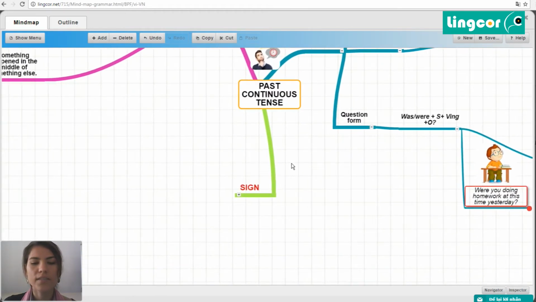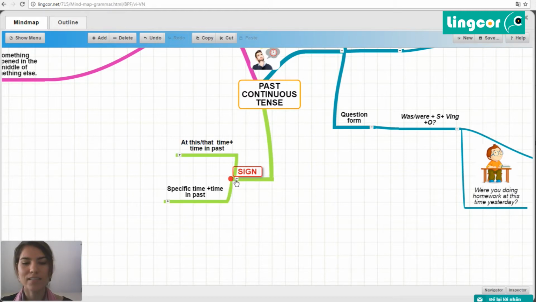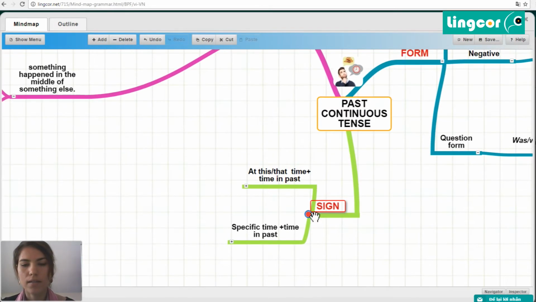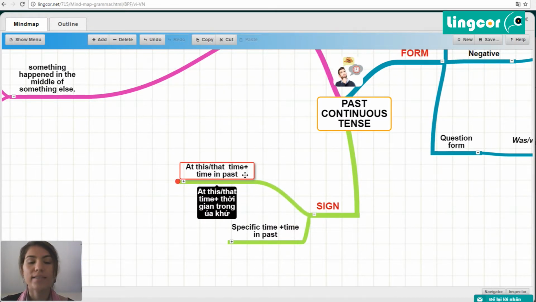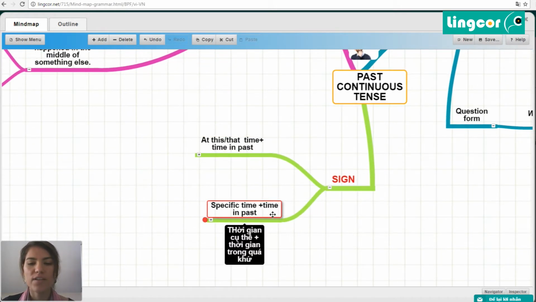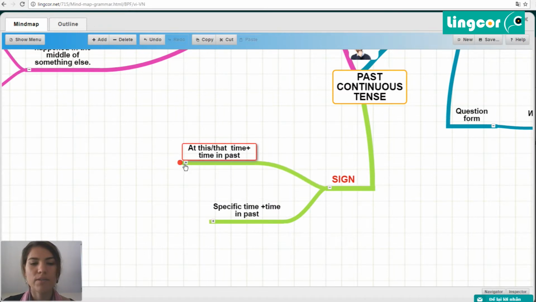Now let's move on over here to look at some signs of when to use the past continuous tense. Number one, when you see these words, at this or that time, and a time in the past. Number two, a specific time and a time in the past. So let's see some examples here.